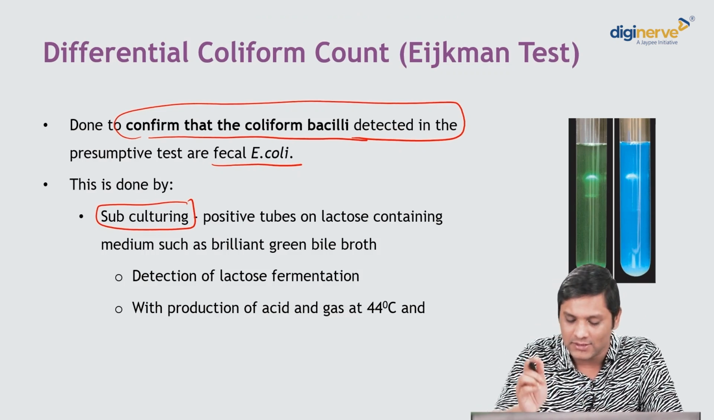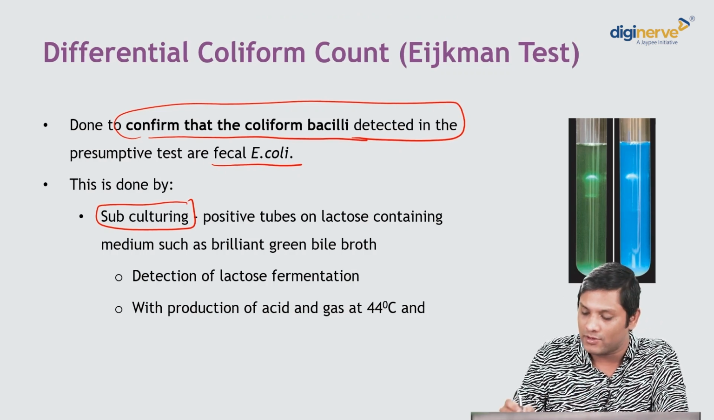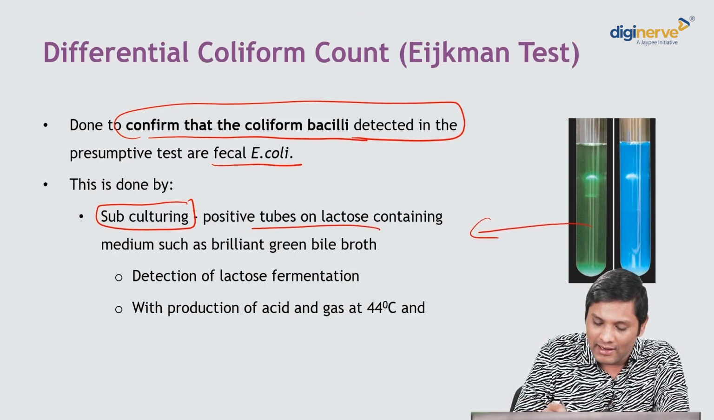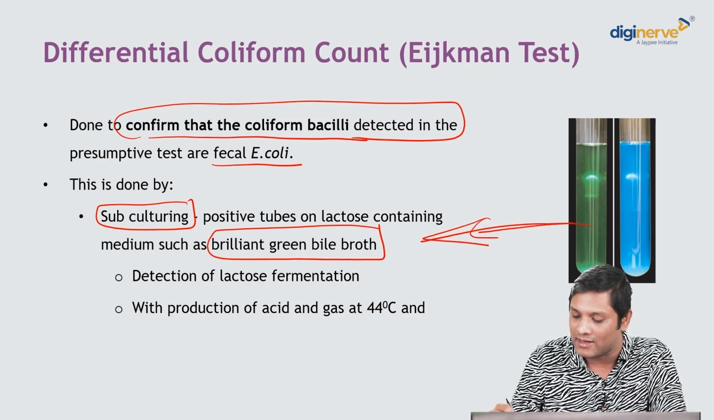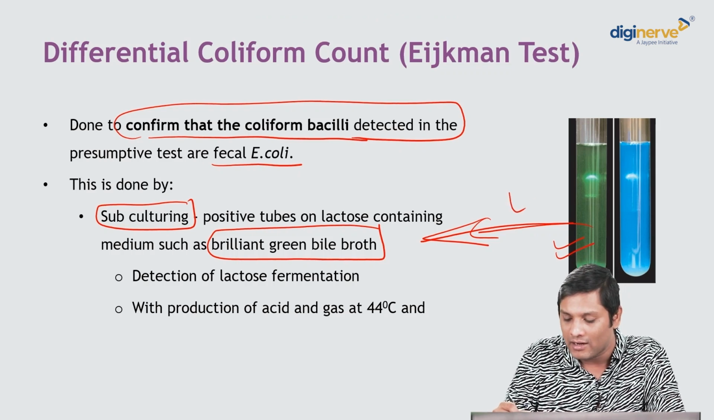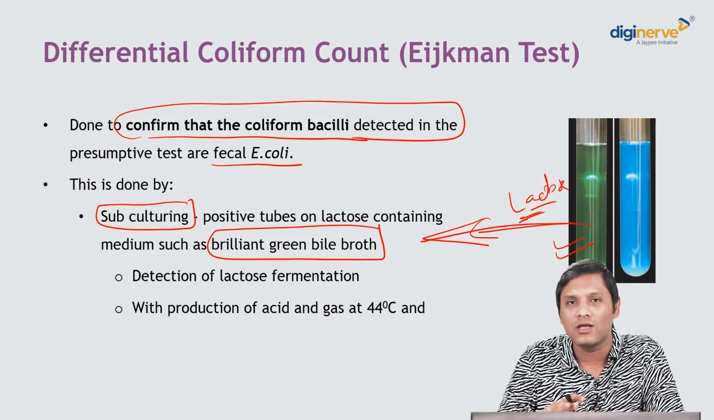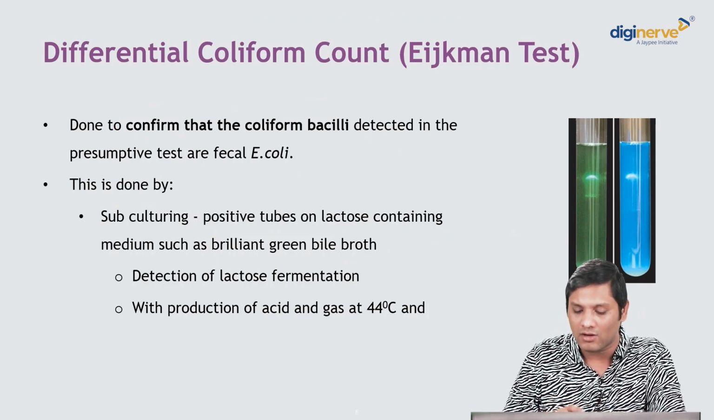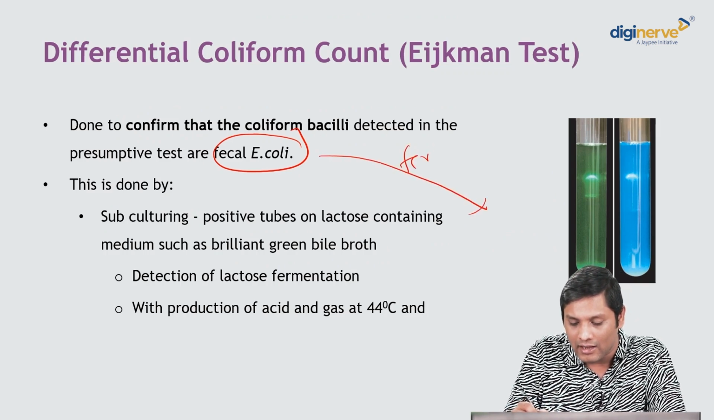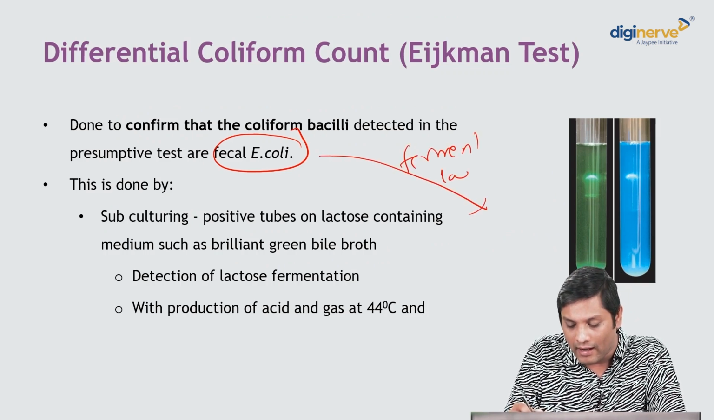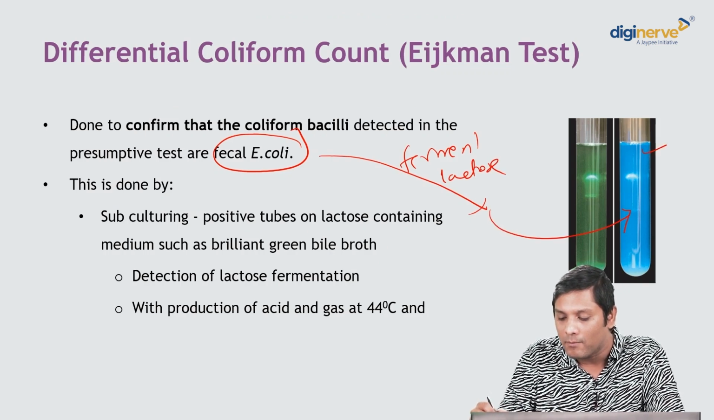You can do a subculture on a lactose containing medium. The classical medium we use is called brilliant green bile broth. This is a brilliant green bile broth. It is a green color medium. It contains lactose. So if thermotolerant E. coli is present, thermotolerant E. coli are also called fecal E. coli, it will ferment the lactose, and lactose fermentation will turn the medium into blue color.